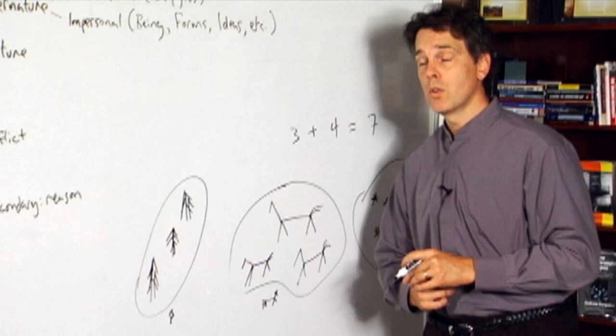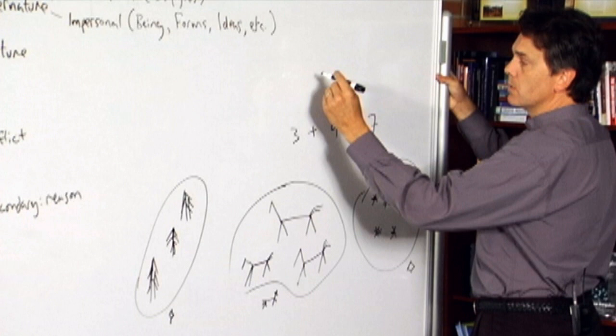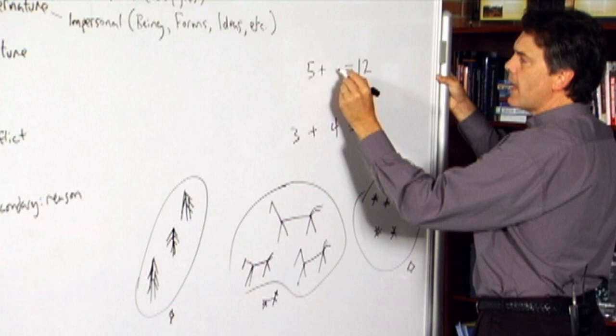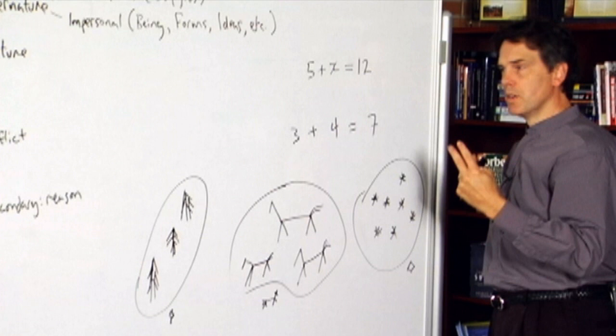And then at a certain point, Susie gets into middle school, and we're asking Susie to do things like, well, suppose you have 5, Susie, and you want to get 12, right? You need to add how much? And so we'll put an x in there. So 5 plus x equals 12. Solve for x, please, Susie.